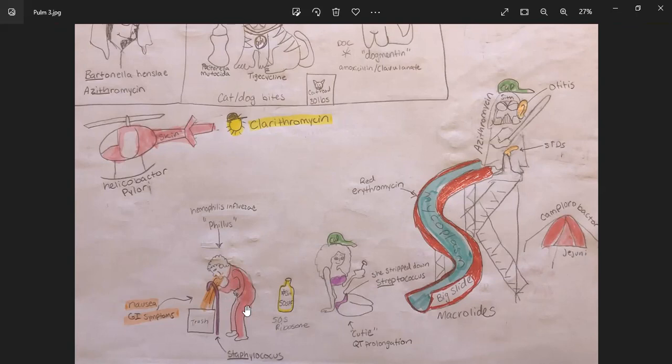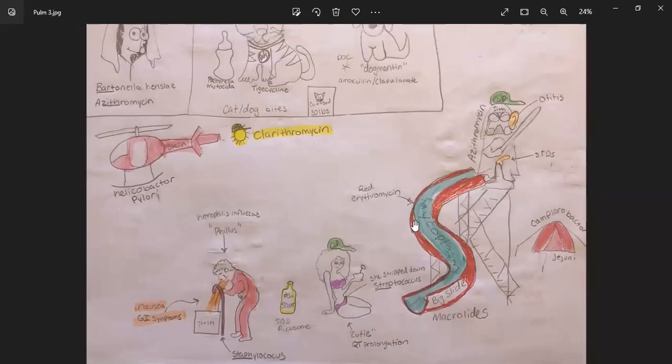These are mainly your outpatient antibiotics for those bacteria, because streptococcus, staphylococcus, H. flu, and mycoplasma are your typical causes of community acquired pneumonia. The adverse effects are QT prolongation, so this QT here, QT prolongation. And Phyllis is puking in a trash can, so GI symptoms. So those are your macrolides.